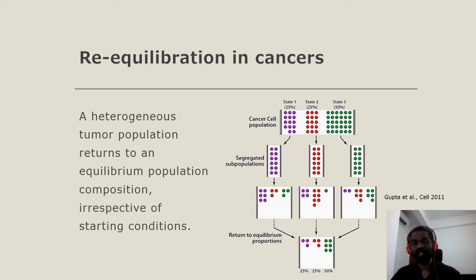As you can see on the right in this figure from the seminal 2011 paper by Gupta et al., they purified three different phenotypic states from a tumor population and grew these states individually, and they found that over time, all three returned to equilibrium proportions containing all three states.